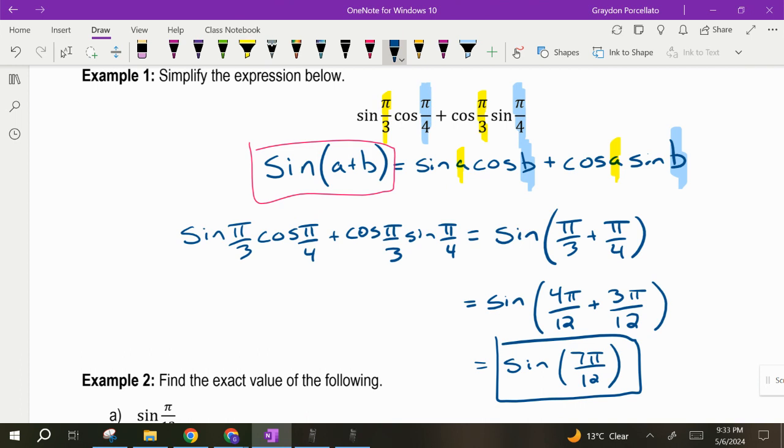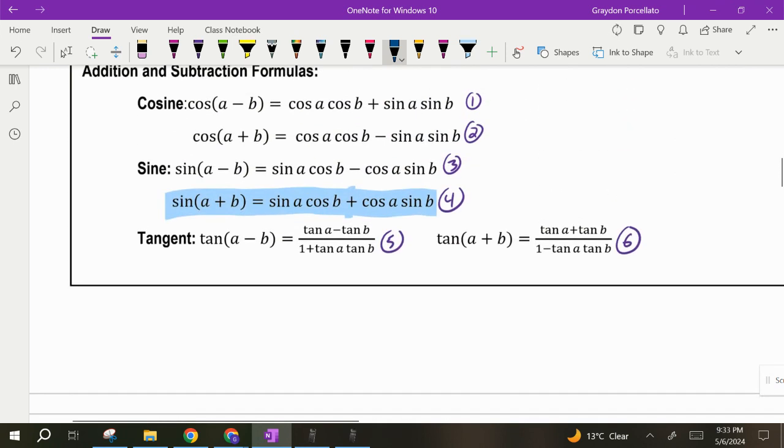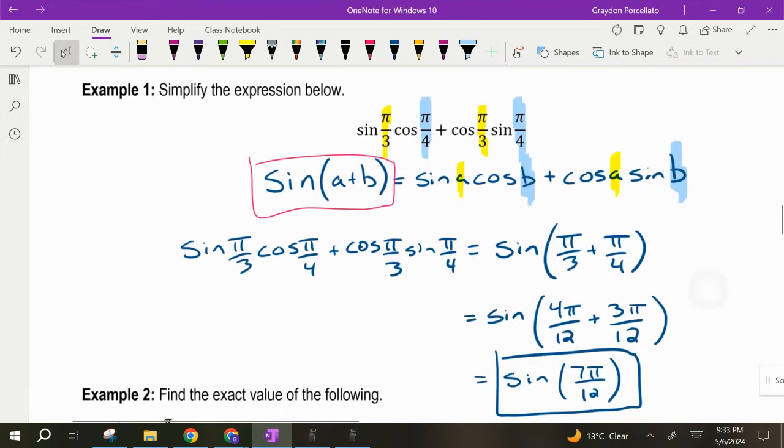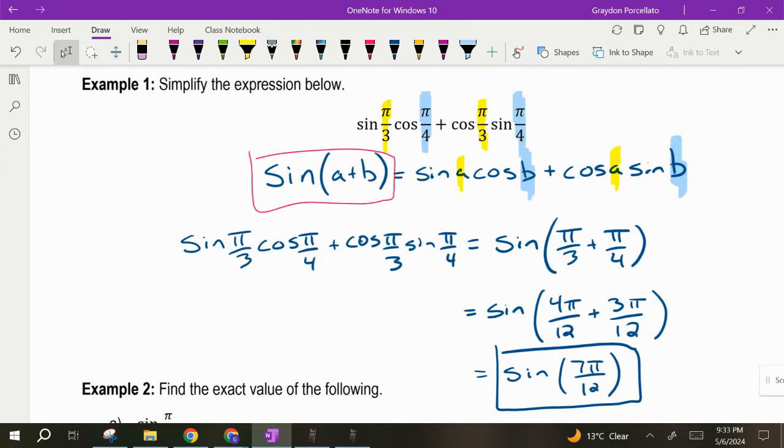Okay, so we look at our expression and ask, can I write that in a simplified form using my addition and subtraction formulas? You're basically playing a matching game. You match it and then you simplify it. Now, that's going in one direction.